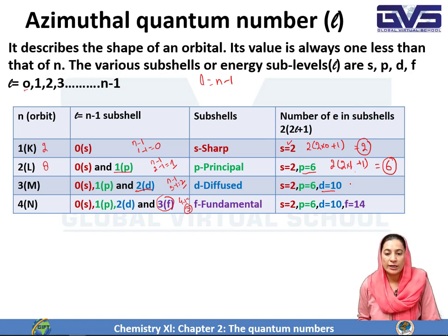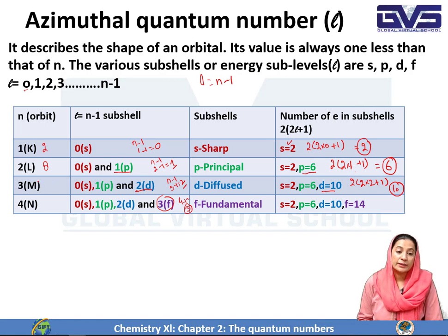For d, I will calculate in front of you: 2 into (2L plus 1). And when it is d, what is the value of L? Of course, its value is 2. 2 into 2 is 4, 4 plus 1 is 5. 5 multiplied by 2 comes to 10. So the maximum number of electrons in the d subshell is 10. And with this d subshell there are also the p subshell and s subshell. When we calculate the total, 10 plus 6 plus 2, it comes to 18.